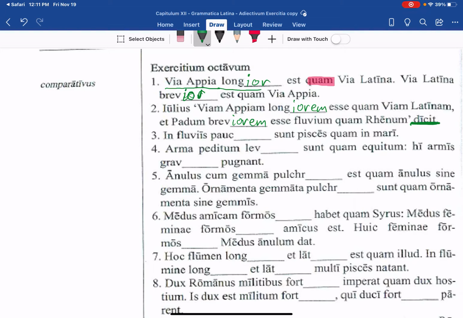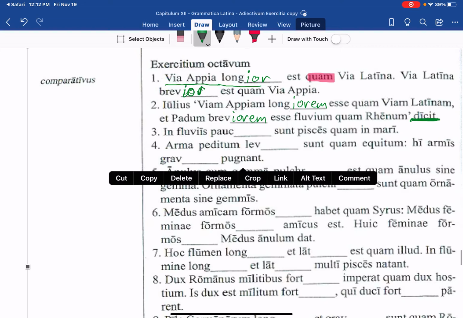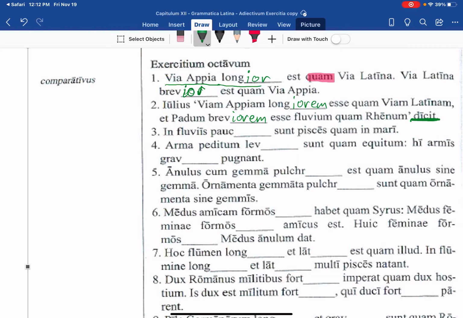So longiorem viam apiam et breviorem fluvium. And if we translate this into English, Julius says the via apia esse longiorem, to be longer, quam viam latinam, than the via latina. And Julius says, padum esse fluvium breviorem. He says padum to be a shorter river than renum. So these are all accusative because they're modifying fluvium and viam apiam, which are nouns in an indirect statement.